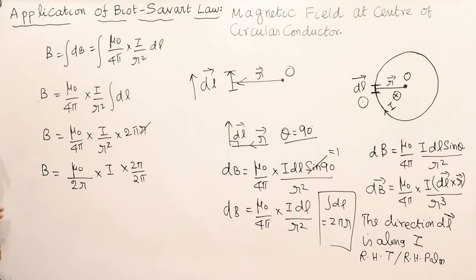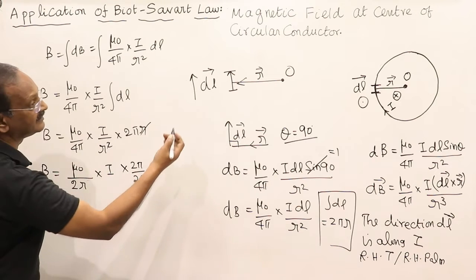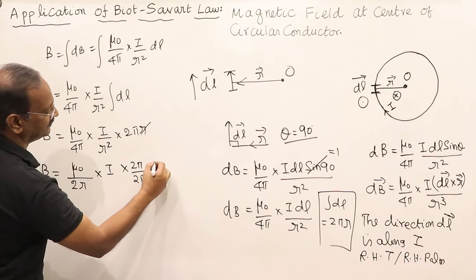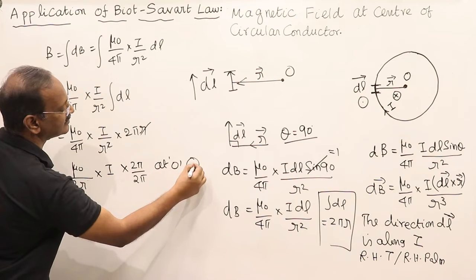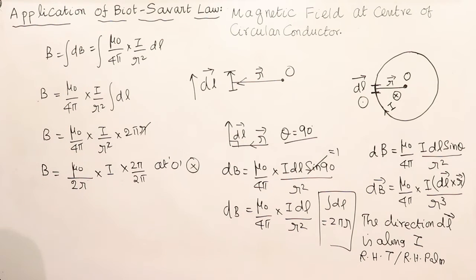Okay, no problem. So we can write the magnetic field here in this case at O is inside, that is into the plane of the board. B can be simply written as mu naught I by 2R.